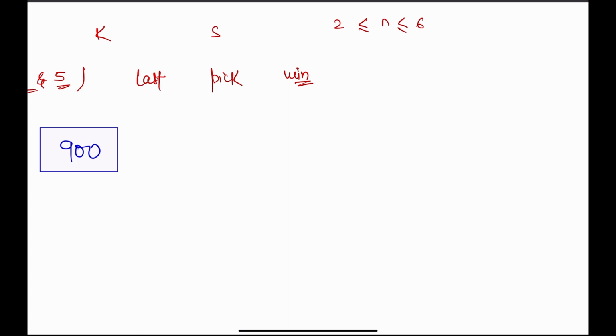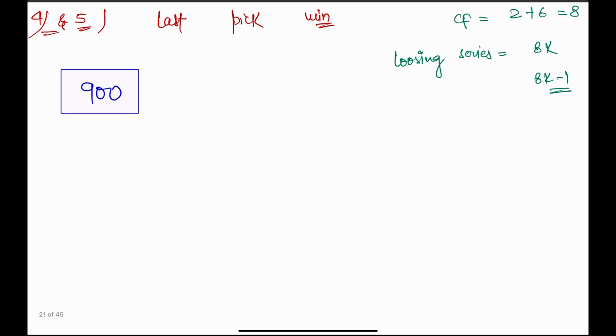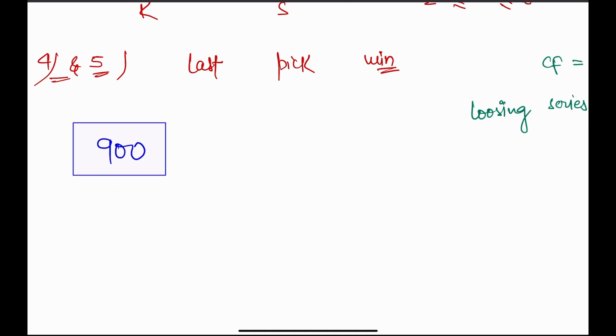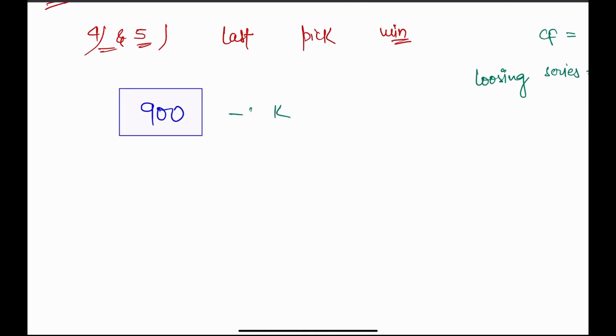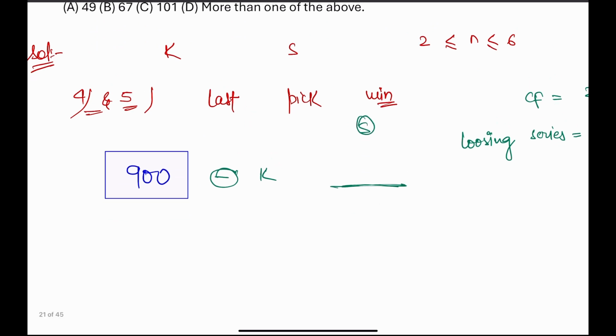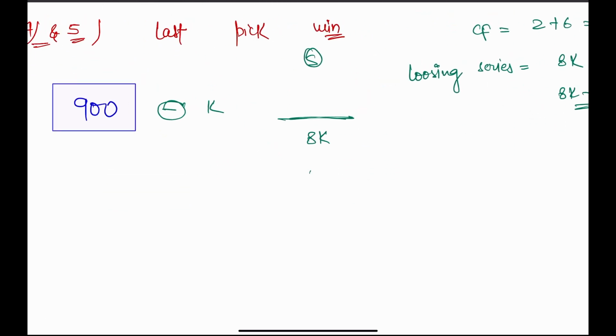Again, how should we approach it? We have to calculate CF. CF is 2 plus 6, this is 8. After CF, we have to choose the losing series for the loser. The losing series will look like 8k, and then 8k minus 1. So the question is he wants to pick how many, such that who is going to win? Kushal. So the question is asking that Kushal picks up some coins and then brings the other girl Shreya onto the losing series. The losing series is nothing but 8k or 8k minus 1.